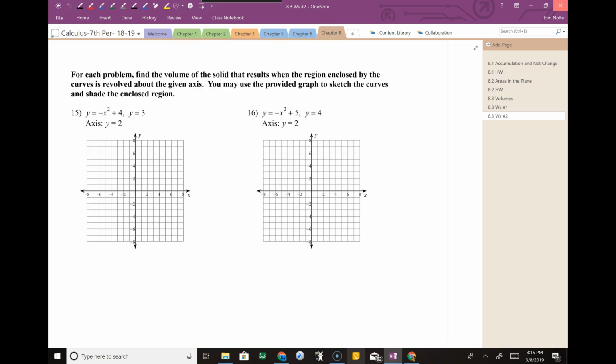Okay, so we'll start at the end. We are revolving around what? Okay, so we're revolving around y equals 2. Everybody with me?